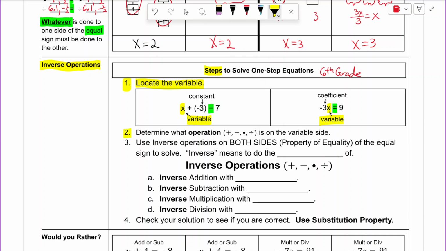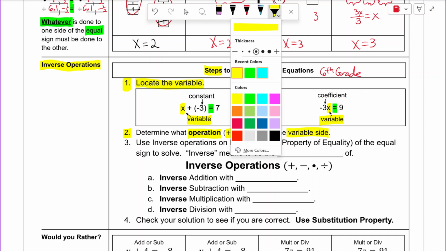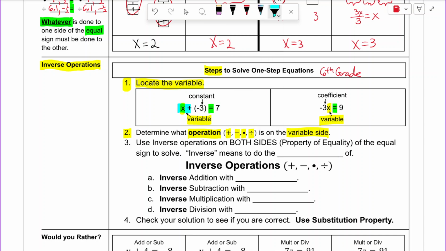Number 2, determine what operation, there are 4 of them, there's adding, subtracting, multiplying, and dividing, is on the variable side. Now that's important. We want to look at what's on the variable side. So there's only 2 sides to the equation, and the side with the variable is the side that has the variable. They could be on the left, they could be on the right.